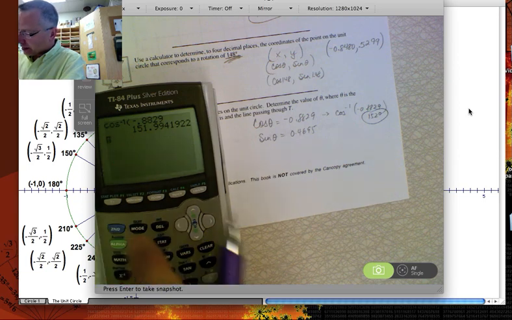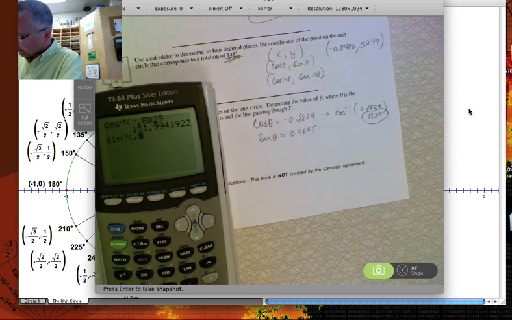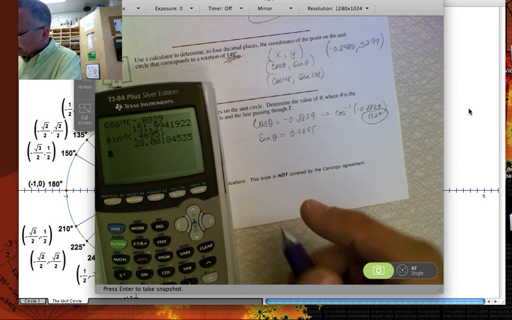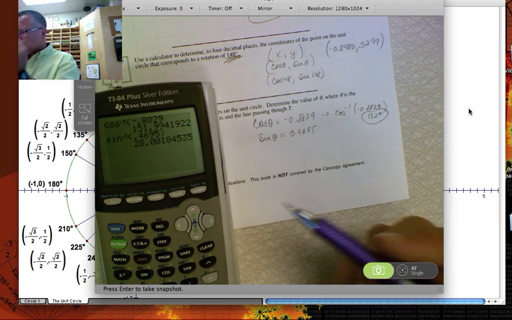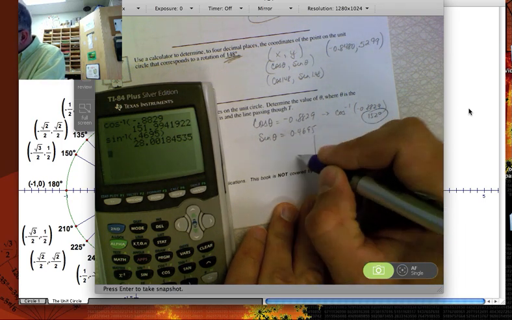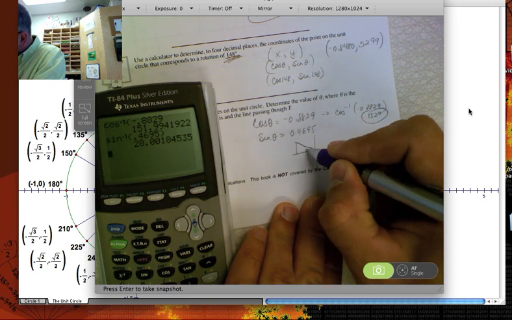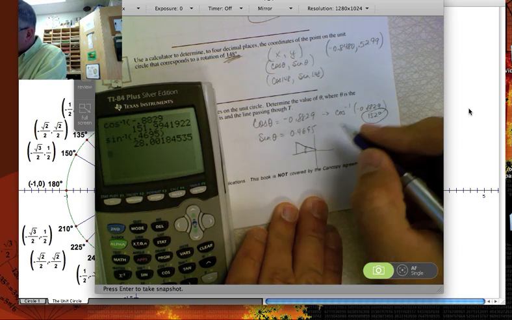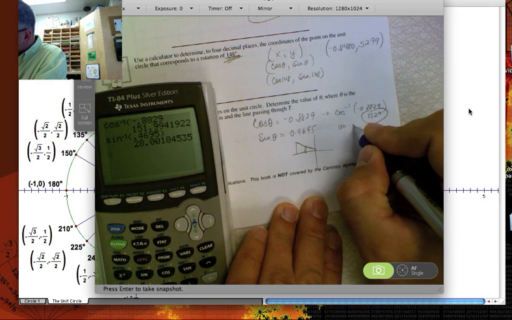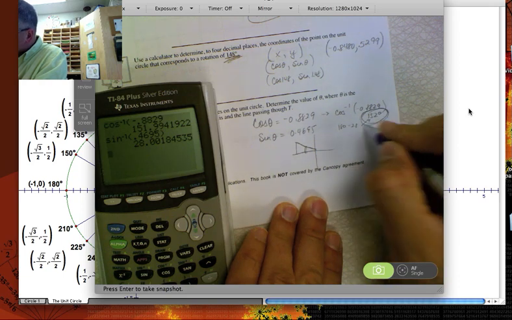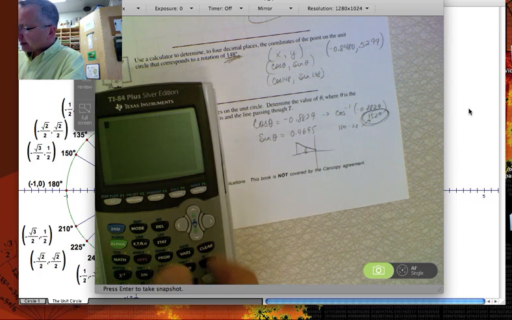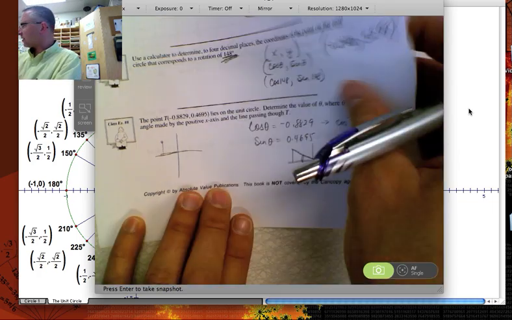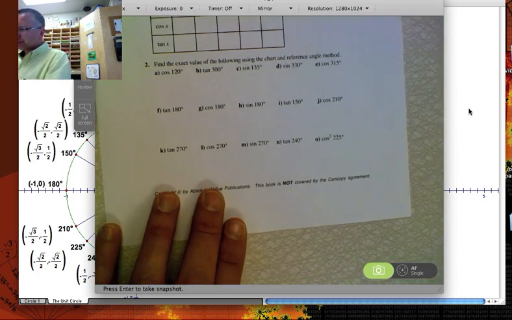Let's check that with sine also. Inverse sine of 0.4695 gives us 28. Well, 28 actually happens to be our reference angle in quadrant 2. So if you take 180 minus 28, it actually gives you 152 degrees. So yes, in both cases, we get the answer 152 degrees.